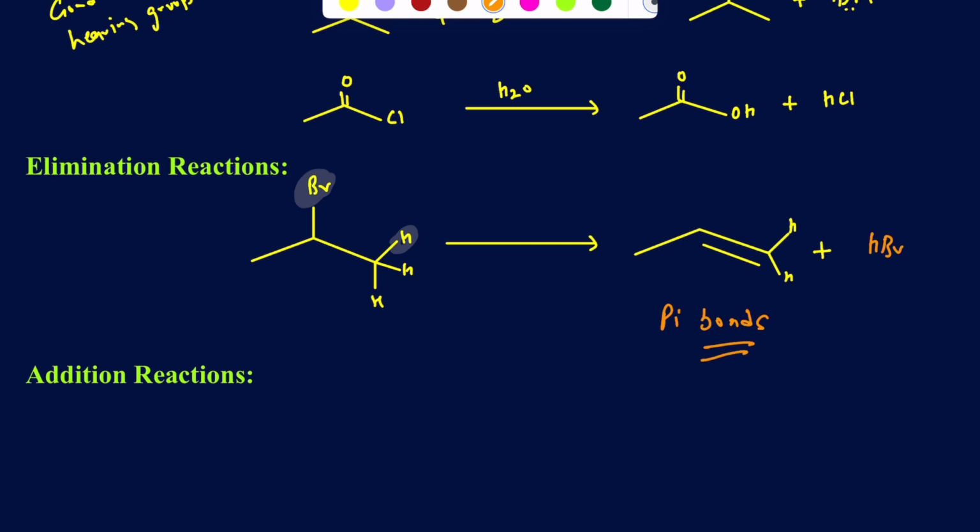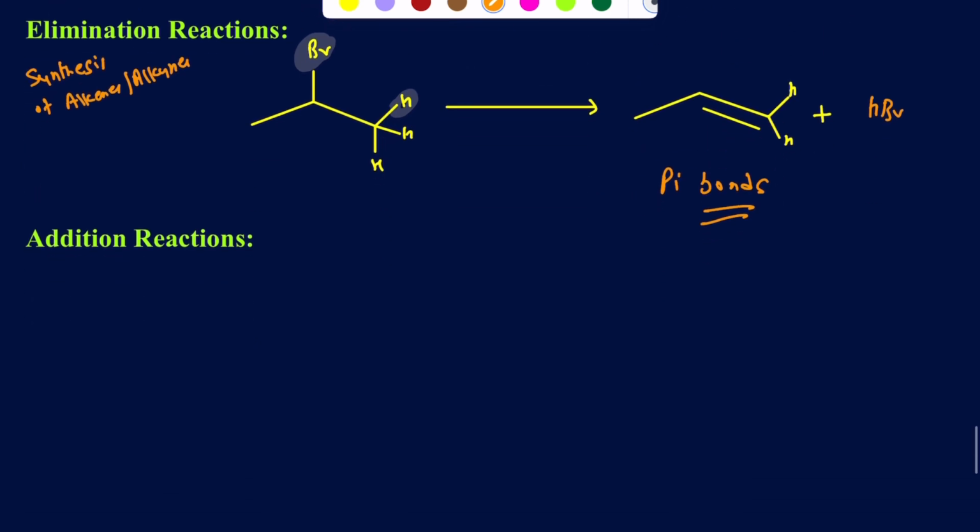So the way you make alkenes and alkynes, so I can write down here the synthesis of alkenes and alkynes, are really in a process of elimination reactions in those cases. Now, what's really an addition reaction? So addition reaction is literally the opposite of elimination reaction.